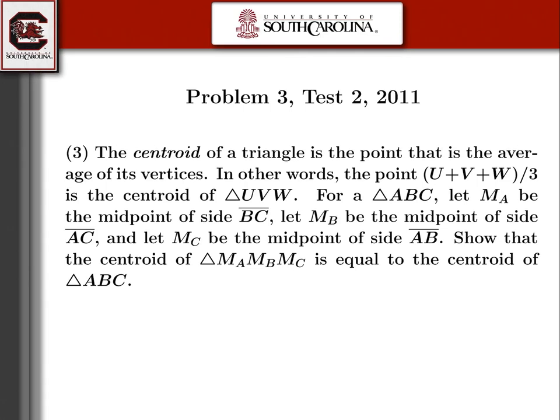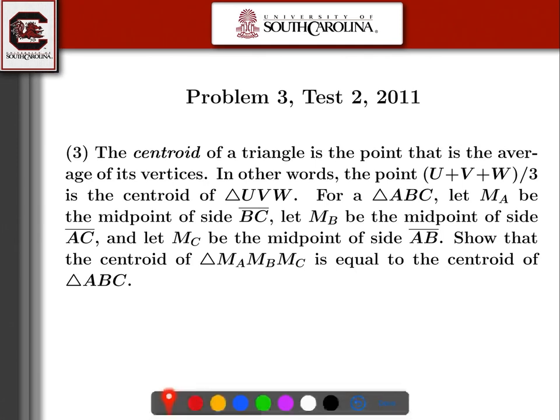Okay, I'm going to give a few examples of old test problems related to material that we're supposed to know for test 2. So this first example is about a centroid of a triangle. The centroid of a triangle can be defined to be the average of the vertices. So I take the sum of the vertices, say, of triangle UVW and divide by 3. That will be the centroid.